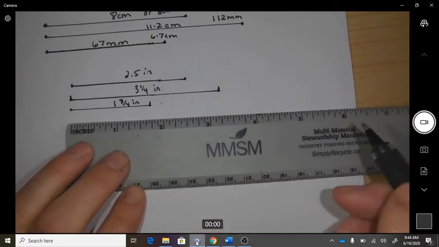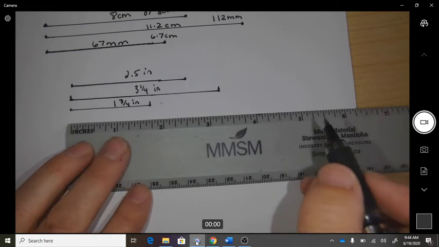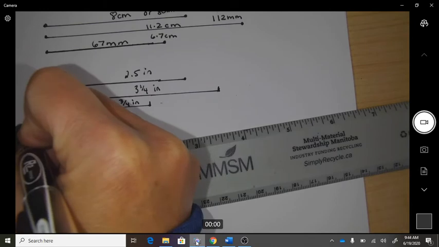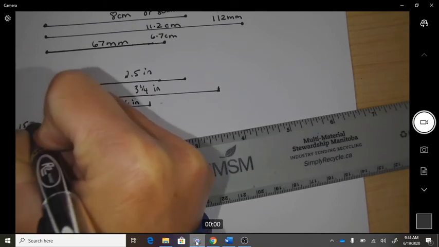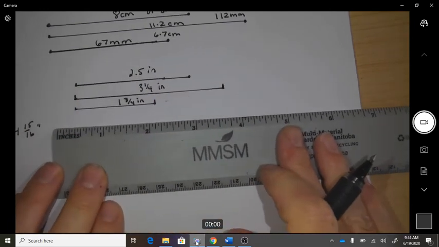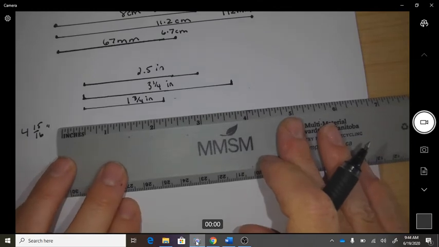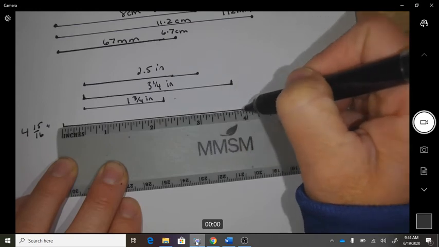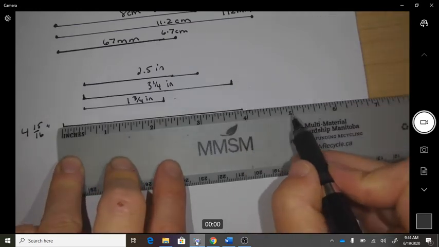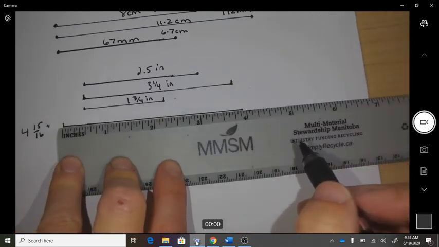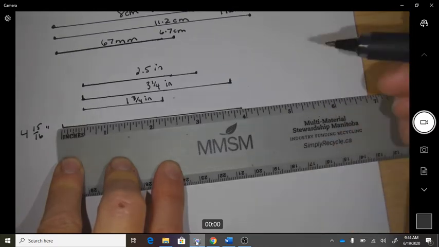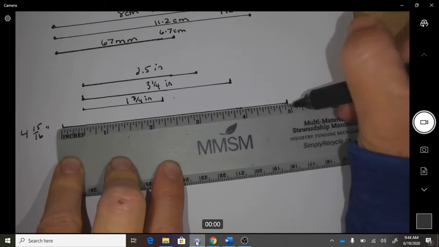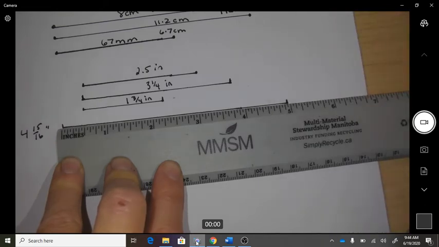So if I wanted to do, let's go 4 and 15/16 inches. Okay, so I'm going to go 4. Now see from 4 to 5 there's 16 little tick marks. There's 16. So if I go 15, that would be right here. It'd be one less than going all the way.